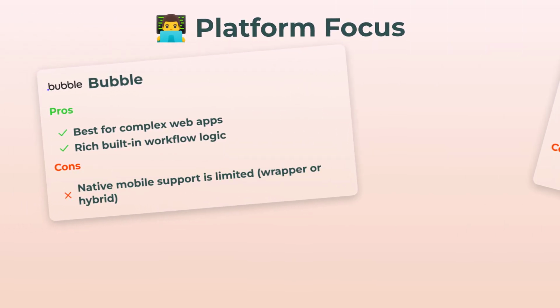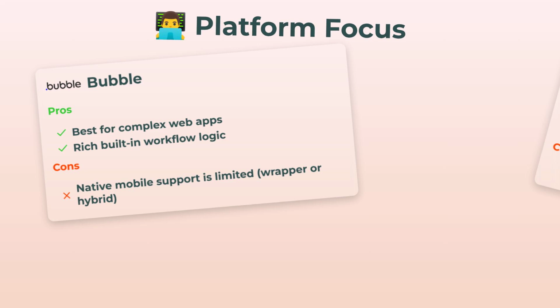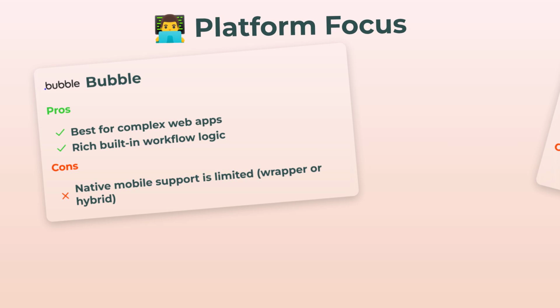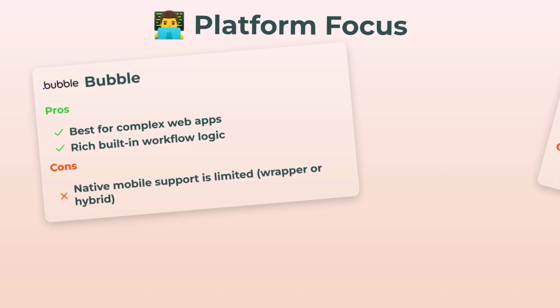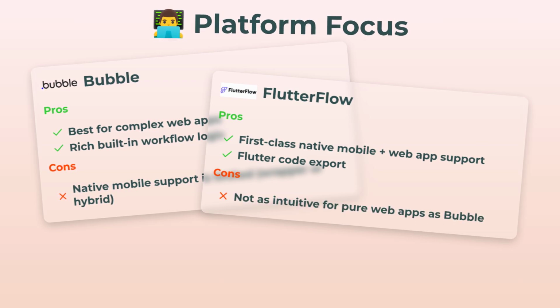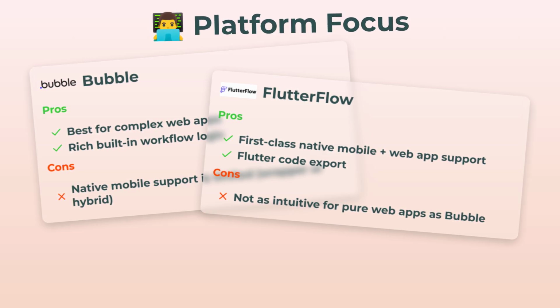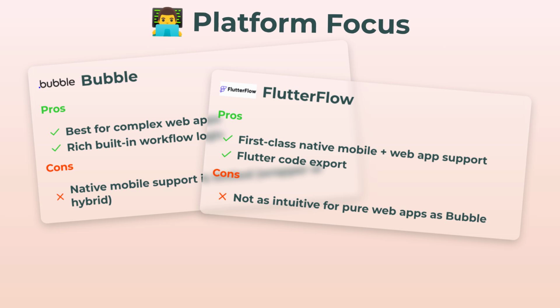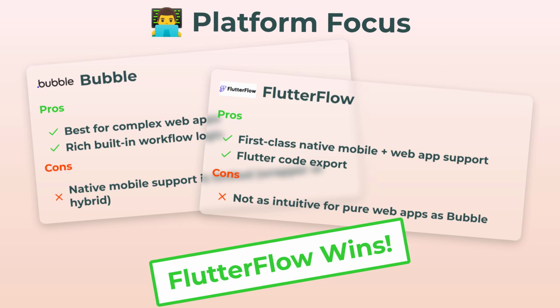Bubble is genuinely the go-to for web apps, and that's kinda obvious from the way their builder is set up. You get super granular control for complex workflows and data-rich dashboards. But try to get native mobile app behavior and oof, you're basically doing workarounds or hybrid hacks. On the other hand, FlutterFlow, it's built for native mobile apps and web right out of the starting gate. You want an app on iOS, Android, and even the web? FlutterFlow makes it super smooth, plus you get Flutter code export, which is huge. It's not as seamless for full-blown web apps like Bubble, but for mobile first, it's the clear winner right here.